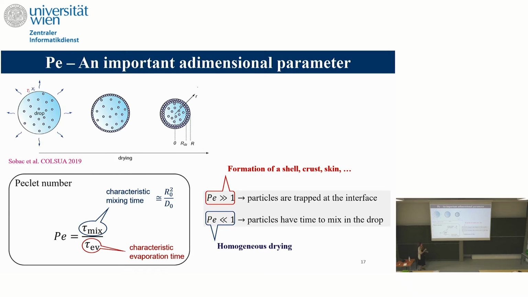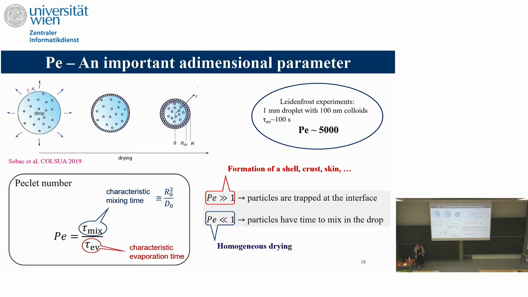So when you shrink your drop, you shrink the colloids which are close to the interface. They don't have time to go back to the center, so they get trapped at the interface, and you form what is called a shell, a crust, a skin, depending on the community. But you have a portion of your material which is concentrated with more colloids at the interface, okay?